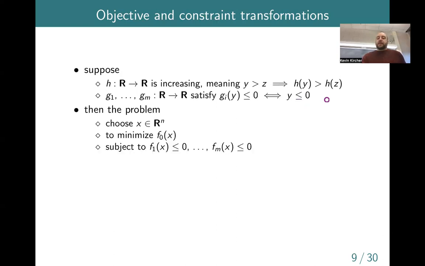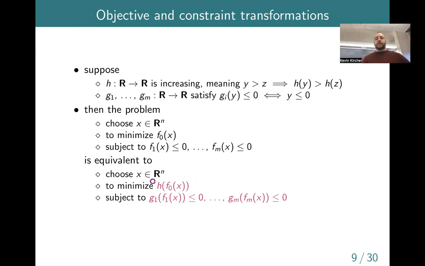Then the basic problem that I showed earlier is equivalent to this other problem, where we choose x to minimize this function h of f naught of x. Oftentimes you might have something like a Gaussian in the objective function, and then you'd use h as maybe the natural log, an increasing function. Then you might take the log of a Gaussian or an exponential, which would give you a linear type term. So that problem might be much easier to solve. And then you can transform the constraints as well if you want to. You just wrap the f_i's and the g_i's, and then these problems end up being equivalent.